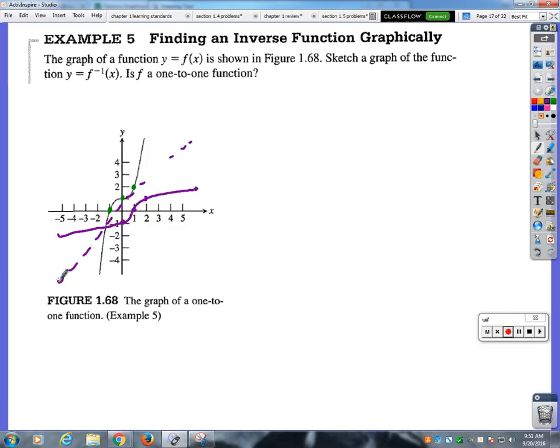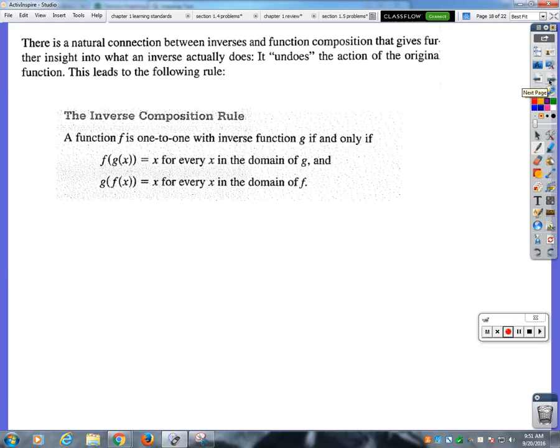Okay? And hopefully you can sort of visualize that that's a reflection of the original graph over the line y equals x. Okay? So to find it graphically, find as many points as you can on the original graph, just switch the x and the y just like we did algebraically, and then graph that new set of points. Okay. Fun and games with inverses.